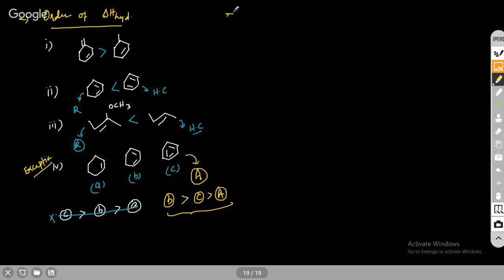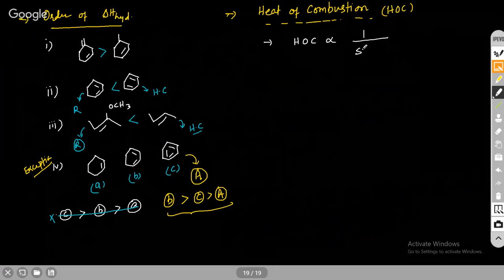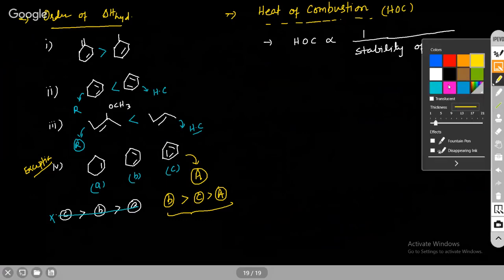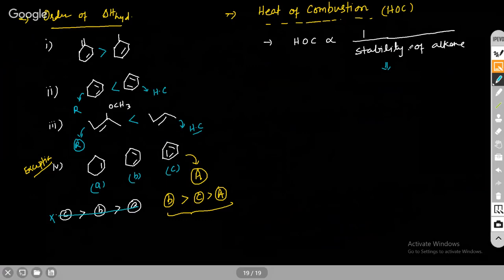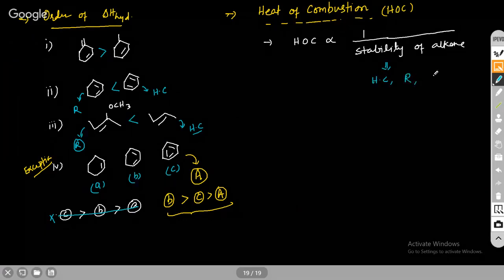Okay. The next thing here we have to discuss is heat of combustion, HOC. Now in this we'll write down in a similar way. The heat of combustion is again inversely proportional to the stability of alkene. And for the stability of alkene, the deciding factors are: due to hyperconjugation, due to resonance, and due to aromaticity. Any of these factors can be there in the given question. All these three factors you have to look after.